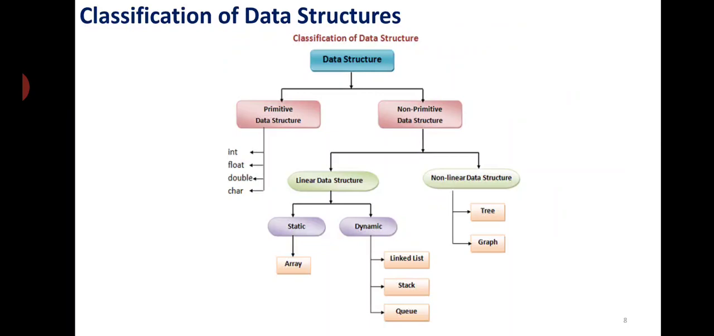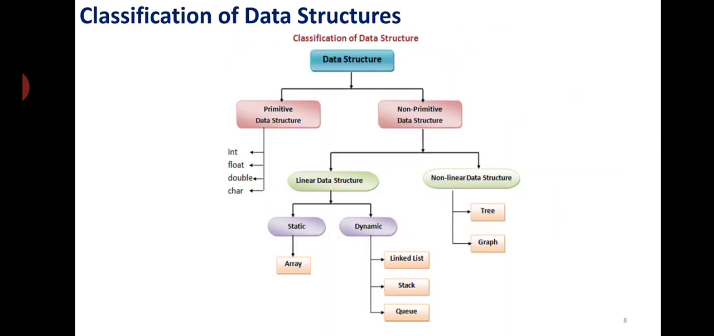You know what are these? These are the standard data types of C language, right? These are the built-in data types, and these are operated on machine level instructions with their certain sizes and ranges. So int, float, double, char are called primitive data types because they are operated upon machine level instructions. So these are called primitive data structures or basic data structures.